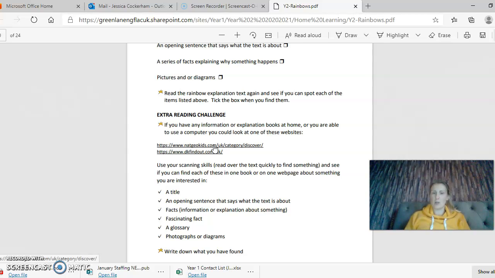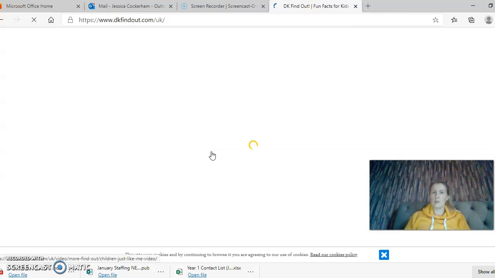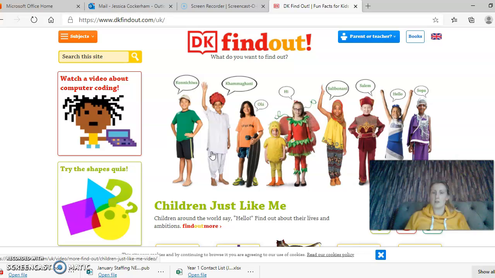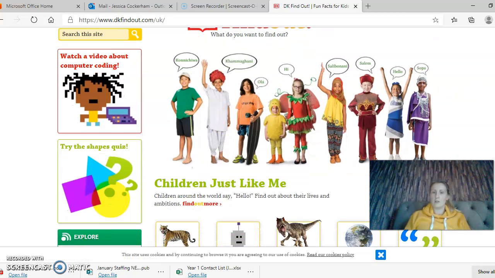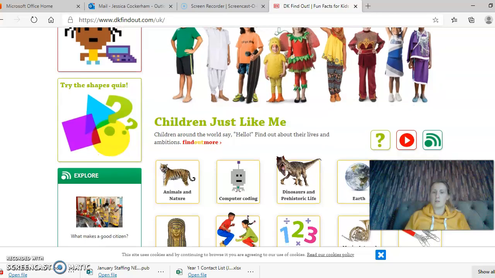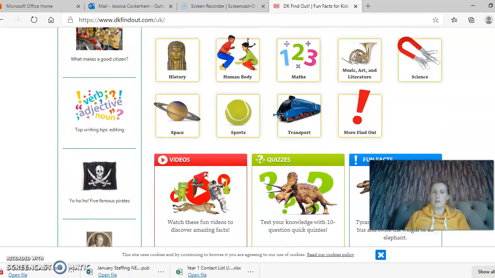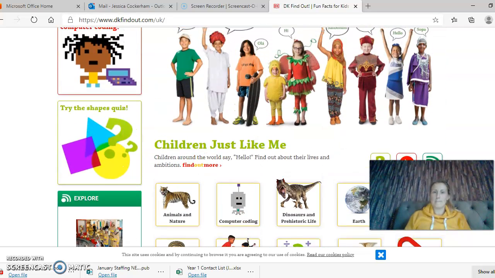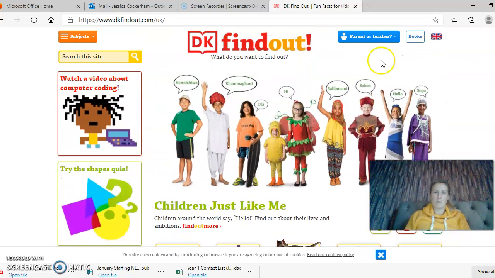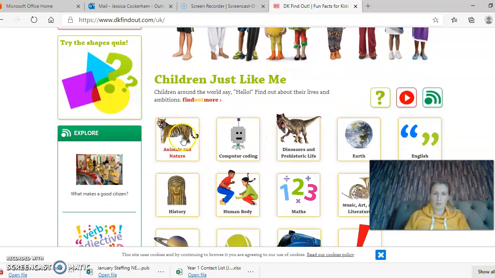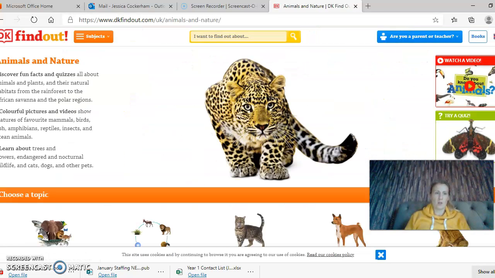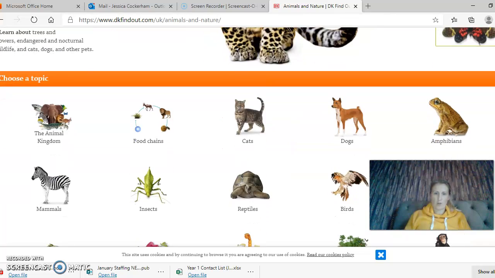and see what it's going to bring up. Don't know if it's going to work. Oh yeah, it's going to work. Let's have a look. Let's click on it, it's just going to find out. What do you want to find out? Let's click on one of these, and then you could go to animals and nature. Let's go for that one.